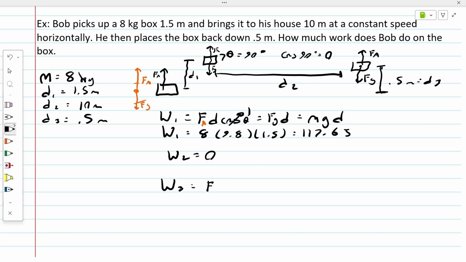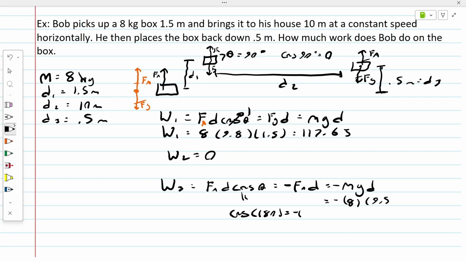So if we have this force applied times distance cosine of theta, this cosine of theta is going to equal cosine of 180 degrees, which equals -1. So this will equal a negative force applied times distance. And in this case, the force applied will equal the force due to gravity. So we'll have a negative mg for this situation as well. And we can plug in the values. So the mass is 8, then we have 9.8, and then a distance of 0.5. So if we plug that into a calculator, we'll get negative 39.2.